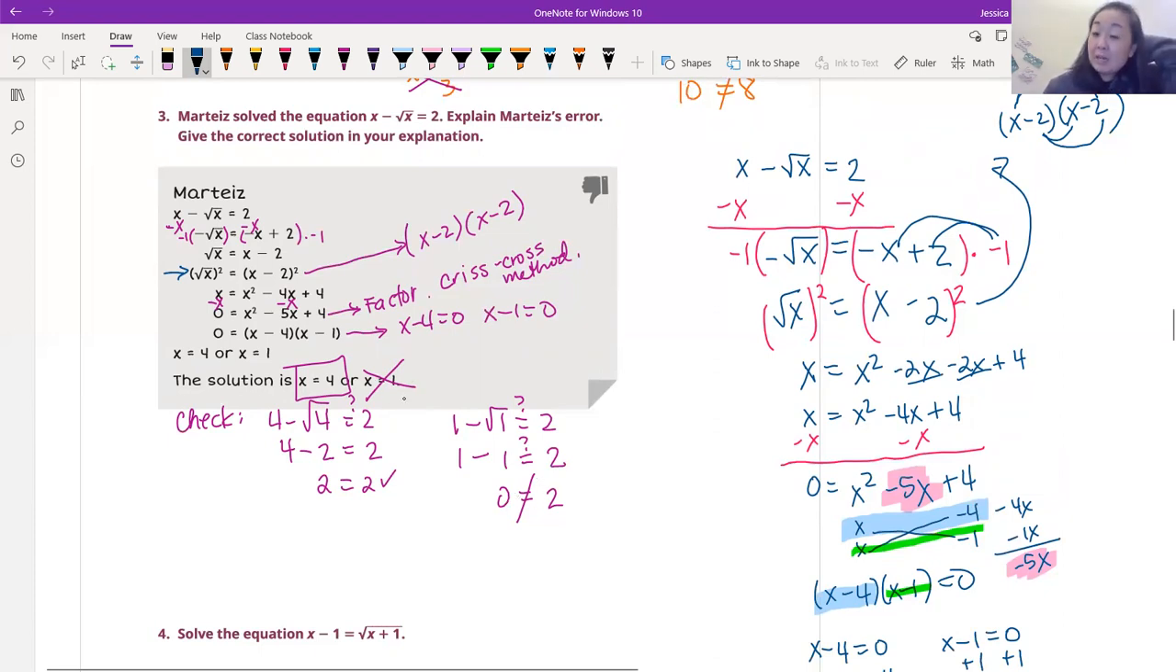So x equal to 1 is not a solution. So the only answer is 4. So x can only equal 4. That's it. We got it.